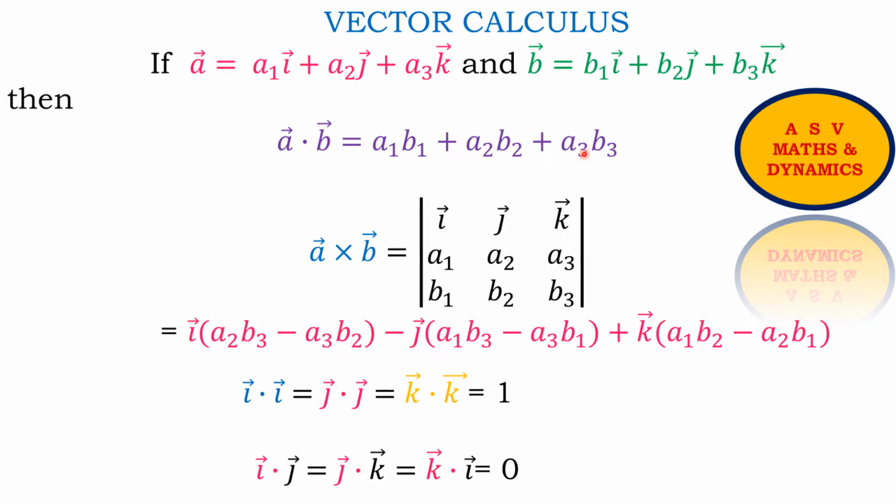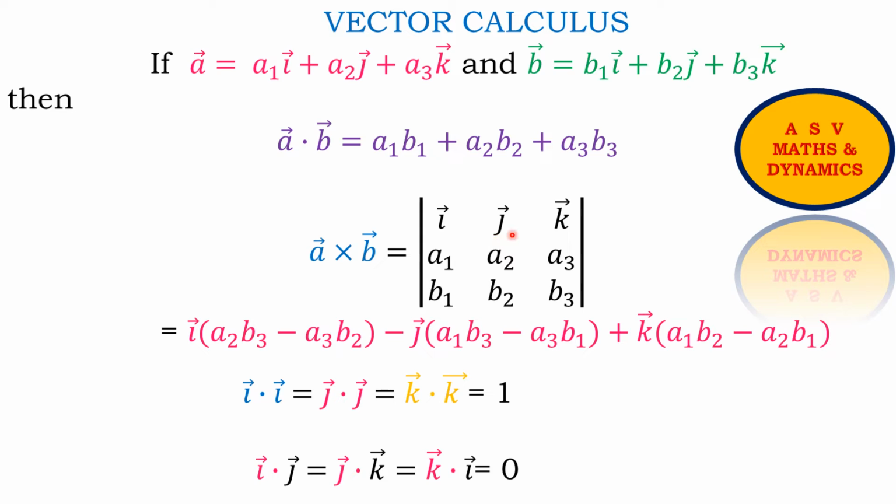So for the A cross B vector, you have to find the determinant with the i vector, j vector, and k vector, but the order is very important. If it is A vector first, you should write the values of A first, then B vector. Suppose it is B cross A, then first you have to write B, then A. Likewise you have to write it.